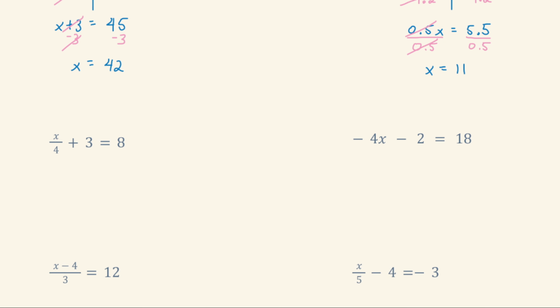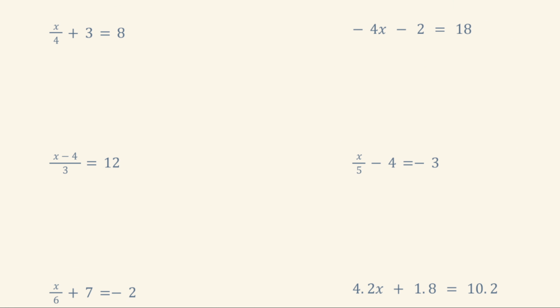Okay, next question here. So here we've got x divided by 4 plus 3 is equal to 8. So now it's the x that's being divided by 4, and then whatever this quotient is, it's being added to 3. So the last thing that happened was this addition by 3. That's the first thing we're going to undo. So we're going to minus 3. Oops, I should use pink here. Minus 3 and minus 3. These go away.